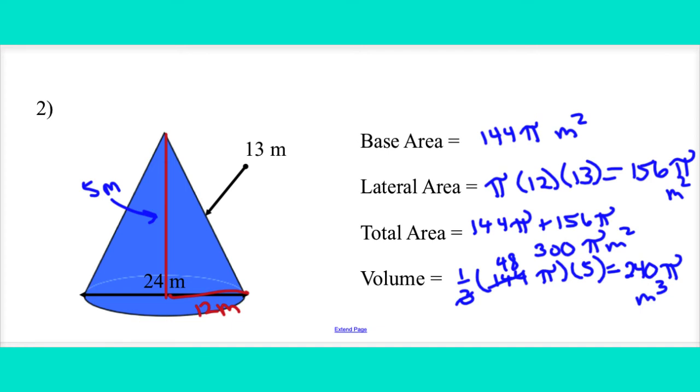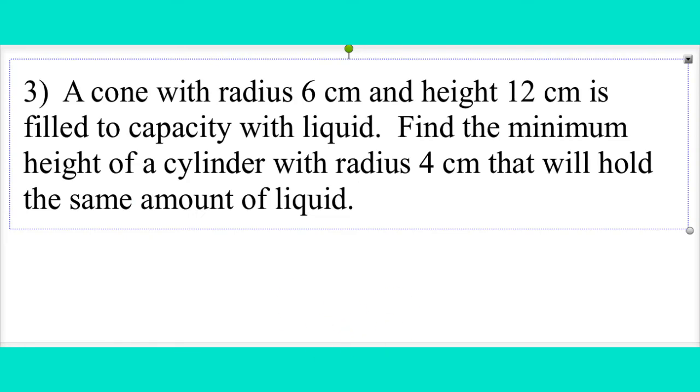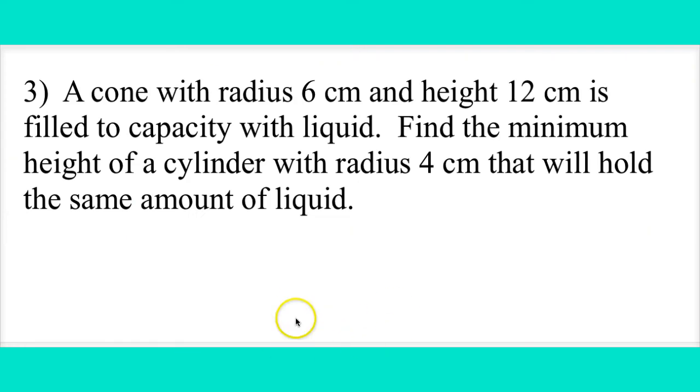Let's take a look at one final example. Here it says that a cone has a radius of 6 and a height of 12, and it's filled to capacity with liquid. Find the minimum height of a cylinder with a radius of 4 that would hold the same amount of liquid. So first, I need to find the volume of my cone.